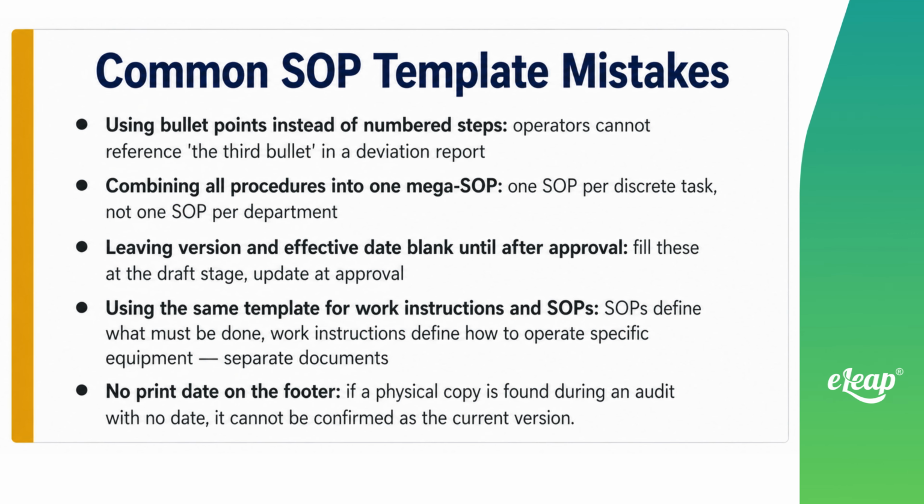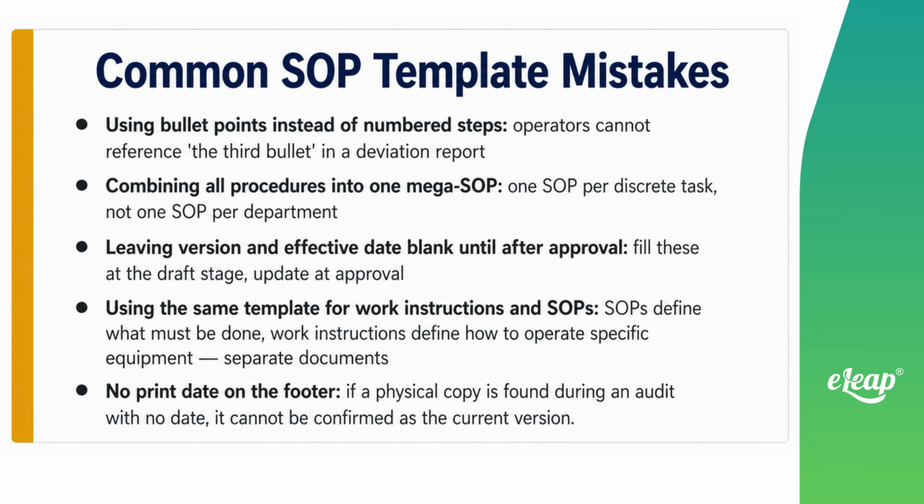5 template mistakes that create audit findings, all of them preventable at the design stage. Using bullet points instead of numbered steps. Operators cannot reference the 3rd bullet in a deviation report. Combining all procedures for a department into one mega SOP. One SOP covers one discrete task. Leaving the version and date blank until after approval. Fill them at the draft stage.